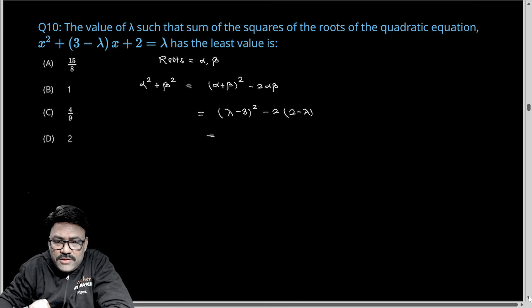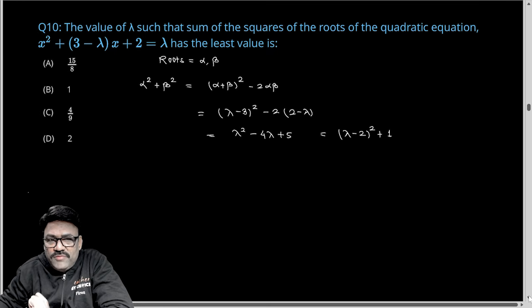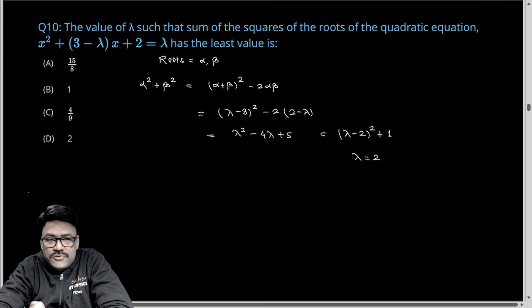So now when you simplify it, you are getting lambda square minus 6 lambda plus 2 lambda, so minus 4 lambda. And then 9 minus 4, which is plus 5. Or you can write it as lambda minus 2 whole square plus 1. So obviously it is minimum when lambda is 2 because a square cannot be negative. So the minimum value of the square will be 0 and this square is 0 when lambda is 2. So hence alpha square plus beta square is minimum when lambda is 2. So the correct answer will be 2 here, which is option D.